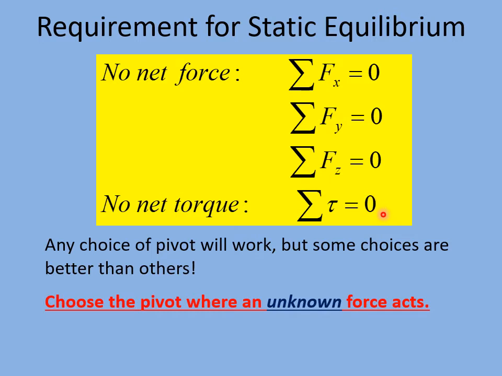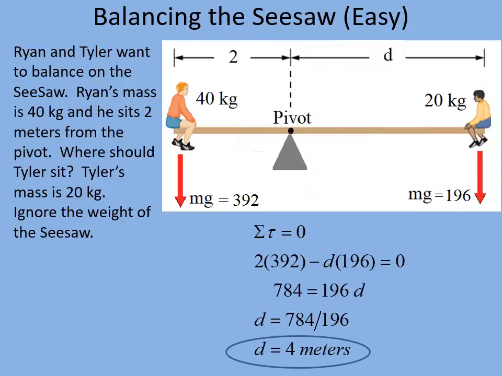Now, when we figure out net torque, we have to choose a pivot point usually. And it turns out that any choice of pivot will work, but some choices are definitely better than others. We'll see as we work through some examples how we select the pivot point. In general, it's usually a good idea to choose the pivot where an unknown force acts, and you'll see this in some of the problems that we work on.